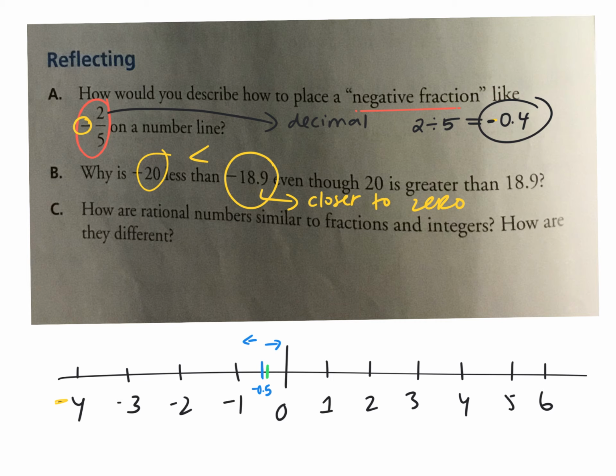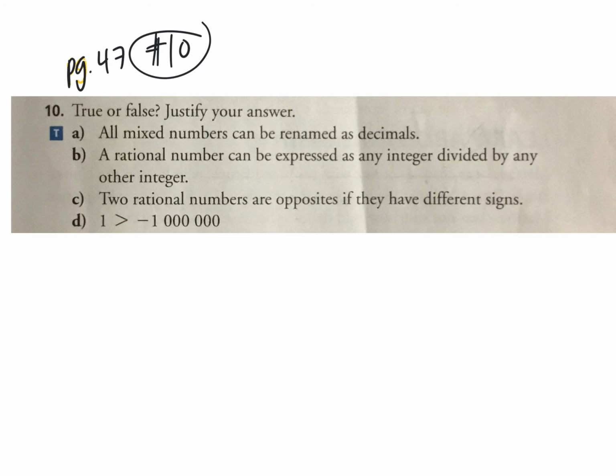Okay? So, all mixed numbers can be renamed as decimals. Is that true or false? Show me. I want to see everyone. Yes. Why is that true? That is correct. Why can all mixed numbers be renamed as decimals? That's one way you could do it. So let's look at an example. So let's say we had 2 and 2/5. How would you turn that into a decimal?